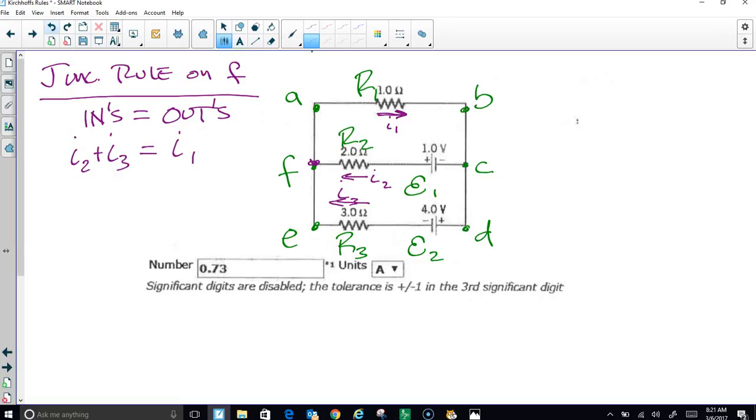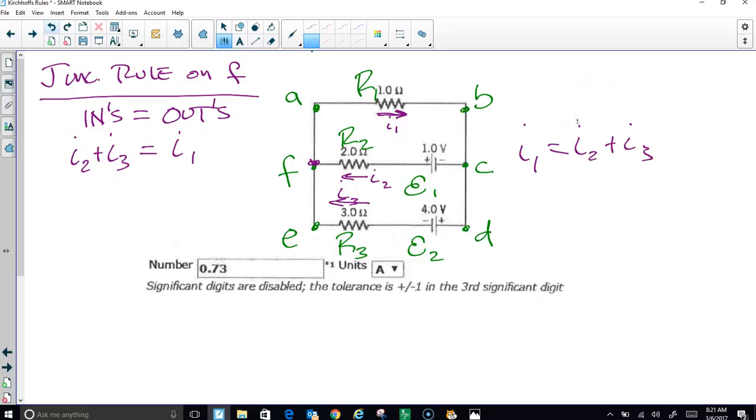Now, in this circuit, it would serve no purpose to do the junction rule at C at this point. In your head, take a look at C and decide what you would say. Well, you would say, in that case, 1 is in, right? And 2 and 3 are out, and guess what? We created the same equation, haven't we?